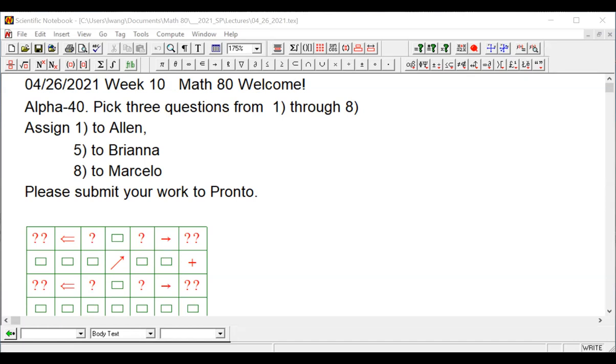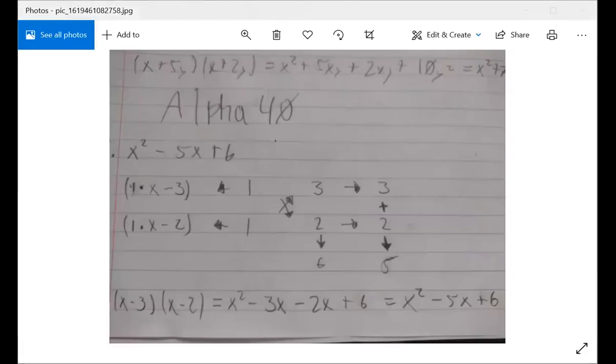All right, so thank you for your submission. So let's look at Alan's work. I'm going to share Alan's work. Okay. He got x squared minus 5x plus 6. Does everybody see his work? Okay. He first tried 2 and 3.